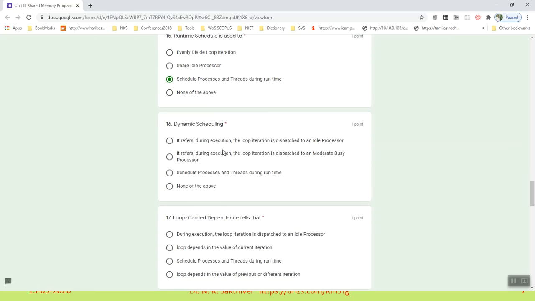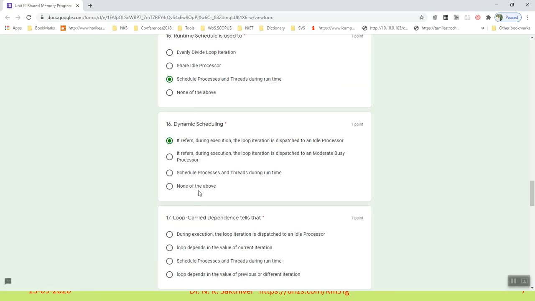16th question. Dynamic scheduling. It refers to during execution, the loop iteration is dispatched to the idle threads. Dynamic scheduling means it will focus on idle processes, and then threads will be dispatched. So the first one.